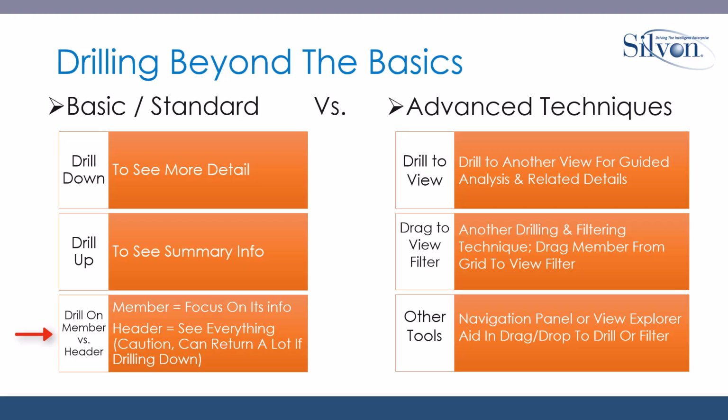Typically, I would suggest drilling on member, because if you have a large view and it's not set up to go page by page for a certain number of rows, you can bring back a lot of information all at once, which may not be as ideal. But I'll be focusing on advanced techniques.